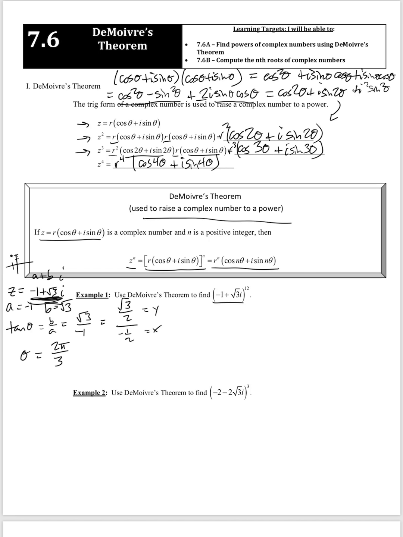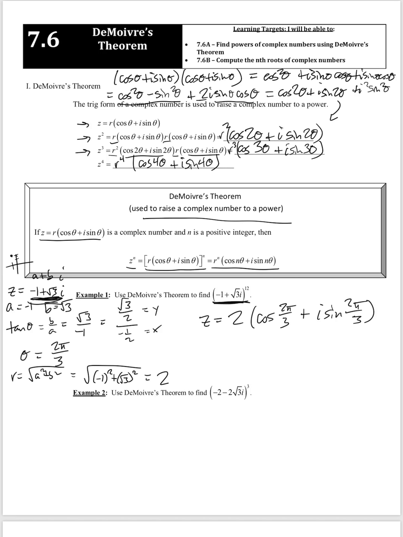We need to find r. And r is the square root of a squared plus b squared. So that's the square root of -1 squared plus square root of 3 squared, which will be the square root of 1 plus 3, which is 4, and the square root of 4 is 2. So r is 2, theta is 2pi over 3. Put all of that together, and this complex number can actually be written as z equals 2 times the cosine of 2pi over 3 plus i times the sine of 2pi over 3.